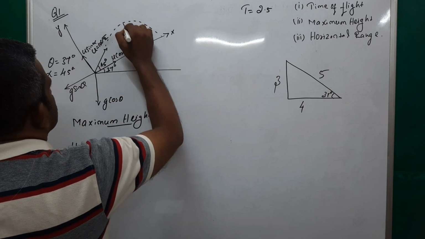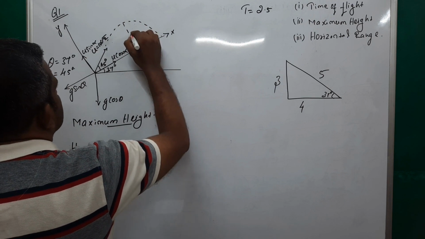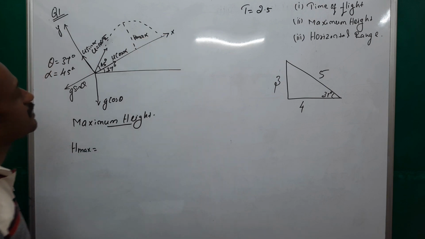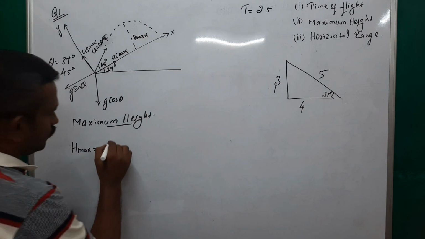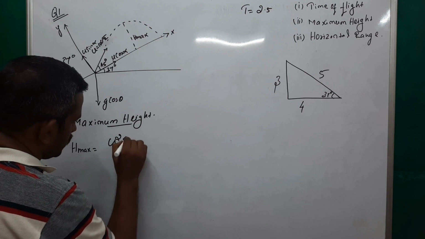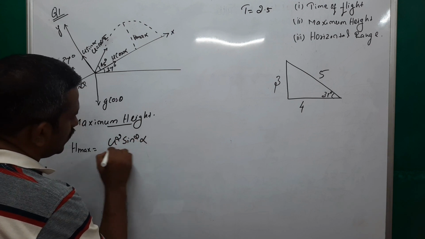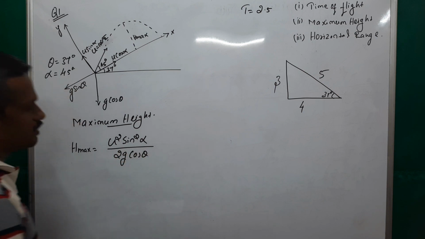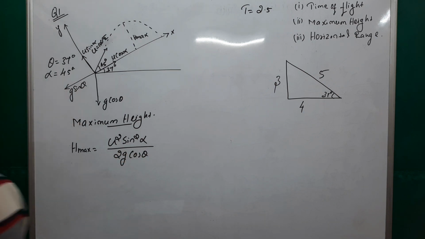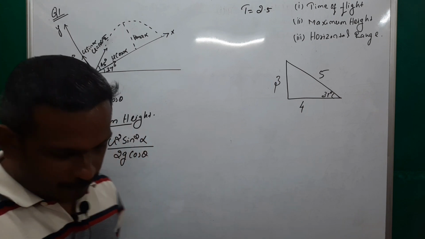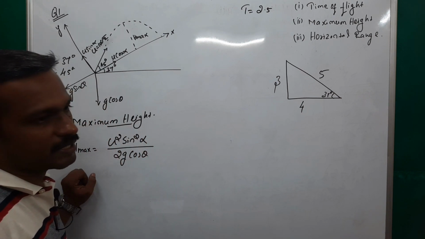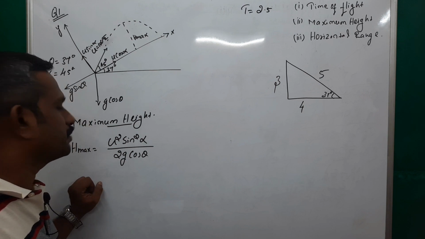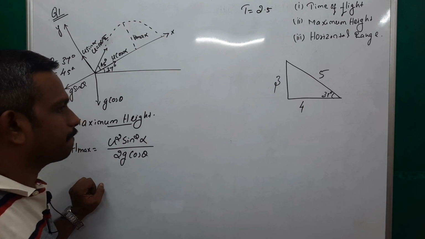So this is the maximum height, H max. So H max is equal to the formula u square sin square alpha divided by 2g cos theta. We have derived the formula in the previous section. Okay, go to the video. It is projectile motion on an inclined plane. So h max equals u square sin square alpha divided by 2g cos theta.